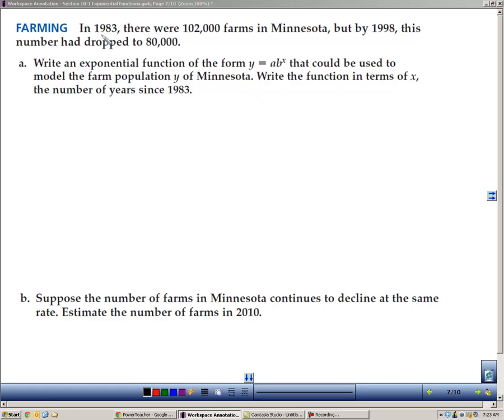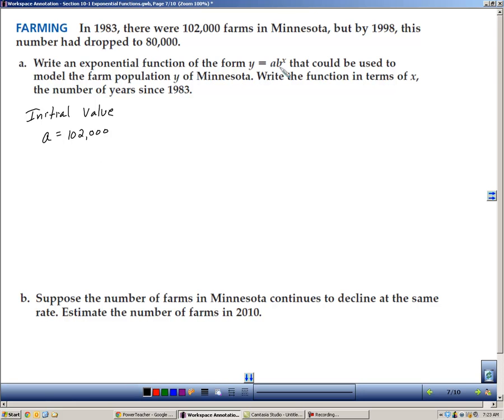Well, if you notice, we start in 1983, we have 102,000 farms, which means the initial value is 102,000. Now that's your A. Your A value is the initial value. It's the value that your relationship is going to start at. It is the value of the y-intercept. If I have 102,000 for A, my x value is a 0 right there, which means no time has passed, and so that's my initial value or my y-intercept. So I know that my A is 102,000.